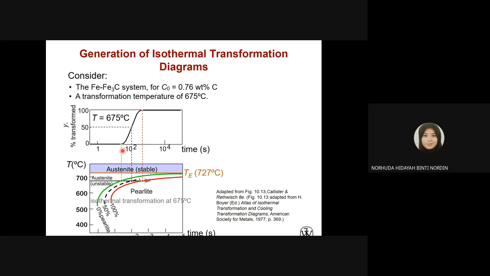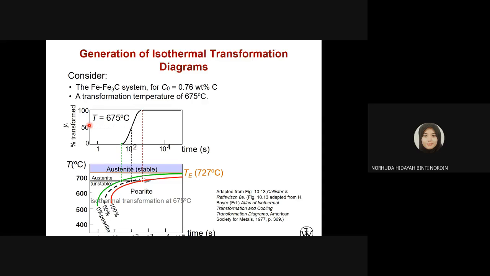So here, from 0 to around 900 seconds, what happened? It lies in this green line. In this line, nothing happened. Nothing happened means that the austenite has not transformed to pearlite yet. That's why we say it's 0% pearlite. Green line, because nothing has happened from here, 0 to 900.